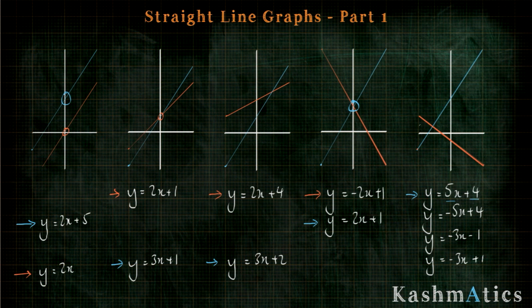Now the red one has to have a negative gradient with a negative intercept. Okay, so all of these have got negative gradients, but only one of them's got a negative intercept, which is this one here. So that there is the red line, so we can get rid of that one there and that one there. And if you've got all of those right, that really shows you've understood this topic well.